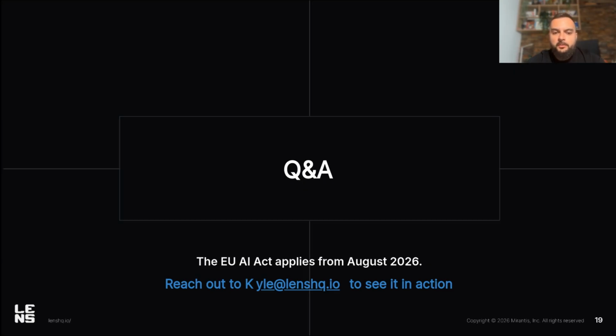There is one more very important thing that's pretty timely. The EU AI Act's obligations begin applying in August 2026, so less than a month from now. And the audit trail and the autonomy controls in Lens Agents map directly to its transparency requirements.